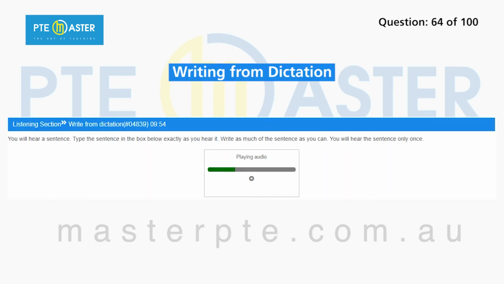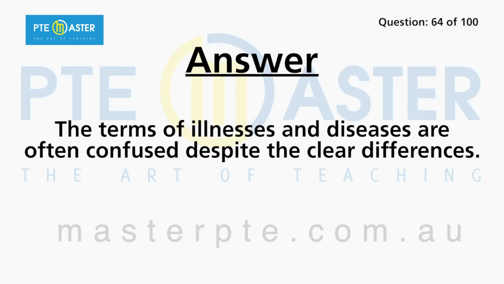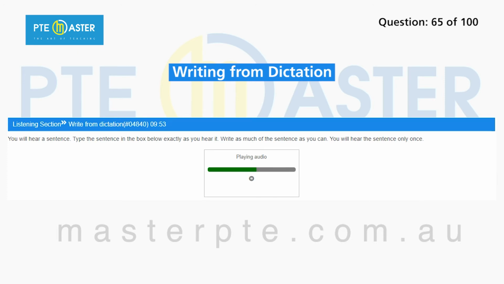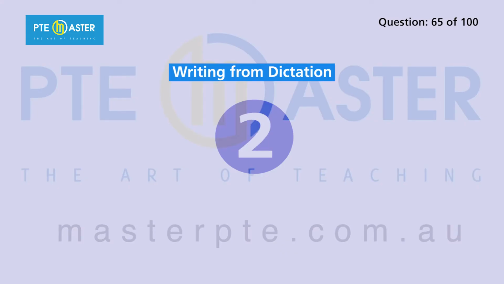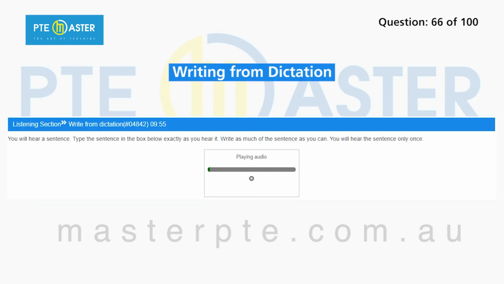The terms of illnesses and diseases are often confused despite the clear differences. The teaching staff is actively engaged in original research. Students may only use parking cards in unauthorized university parking spaces.